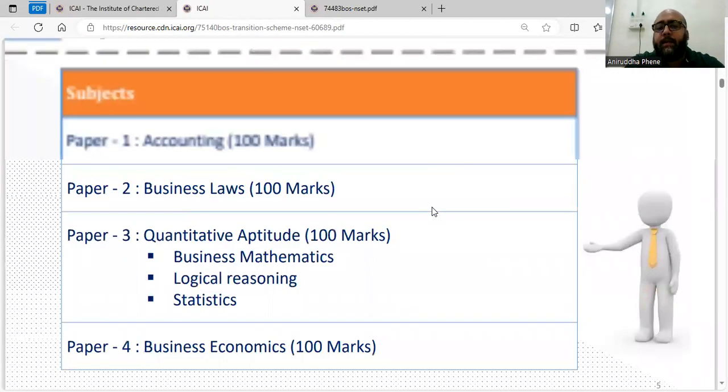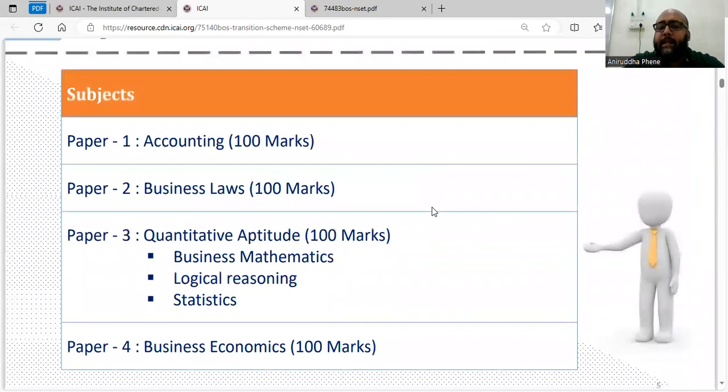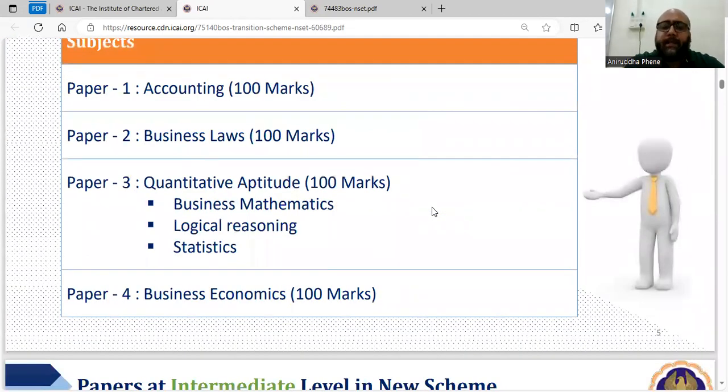So see here in the foundation level, there is accounting, 100 marks. 4 subjects are there: accounting, business laws, earlier law, and business reporting was there. 60 marks law and 40 marks reporting, like kind of English grammar and all that was there. But now it is 100% law.